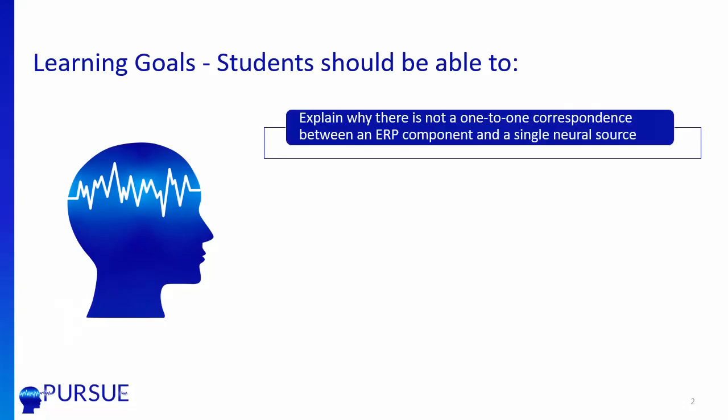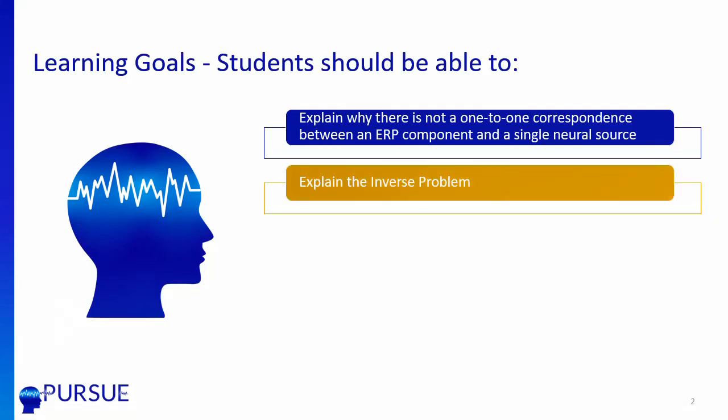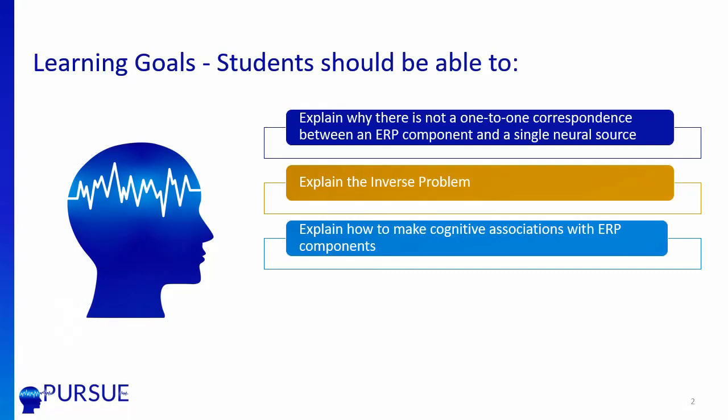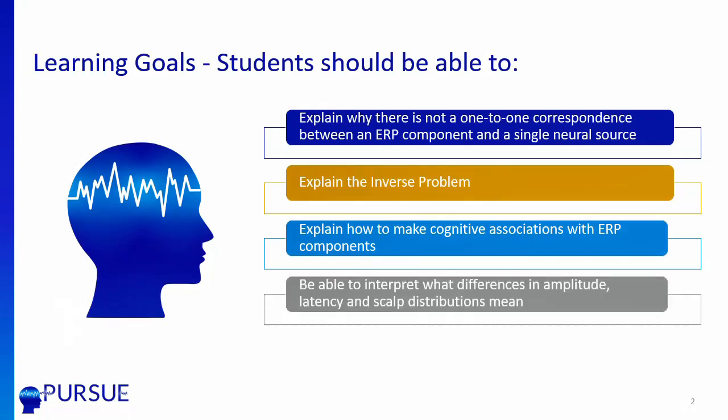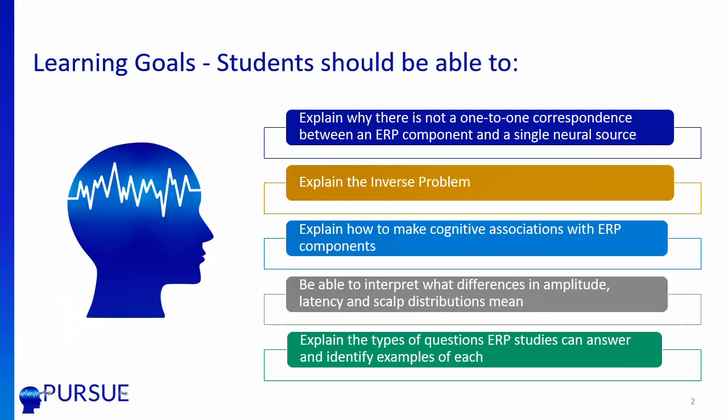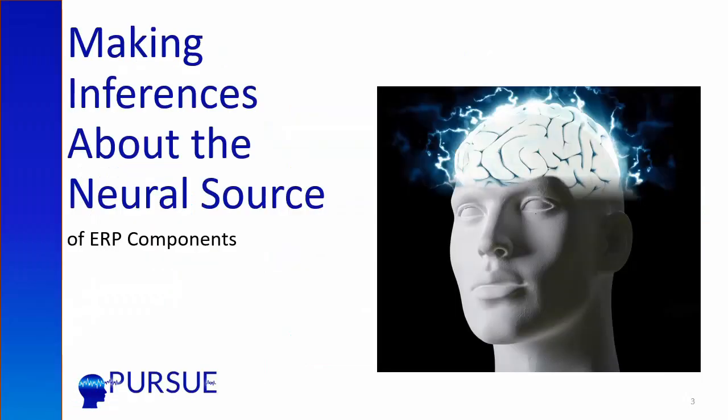After watching this video, you should be able to explain why there's not a one-to-one correspondence between any particular ERP component and a neural source, explain the inverse problem, explain how to make cognitive associations with ERP components, be able to interpret what a difference in amplitude, latency, and scalp distribution mean, and explain the types of questions ERP studies can answer. So first, let's talk about making inferences about the neural source.